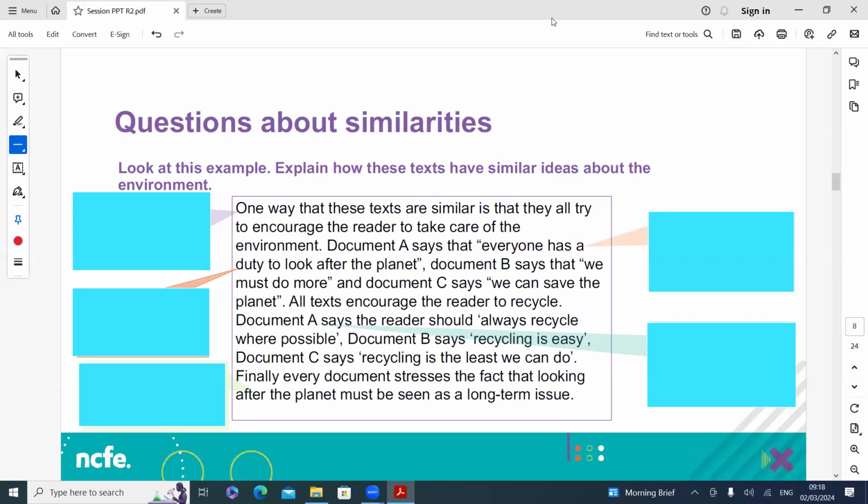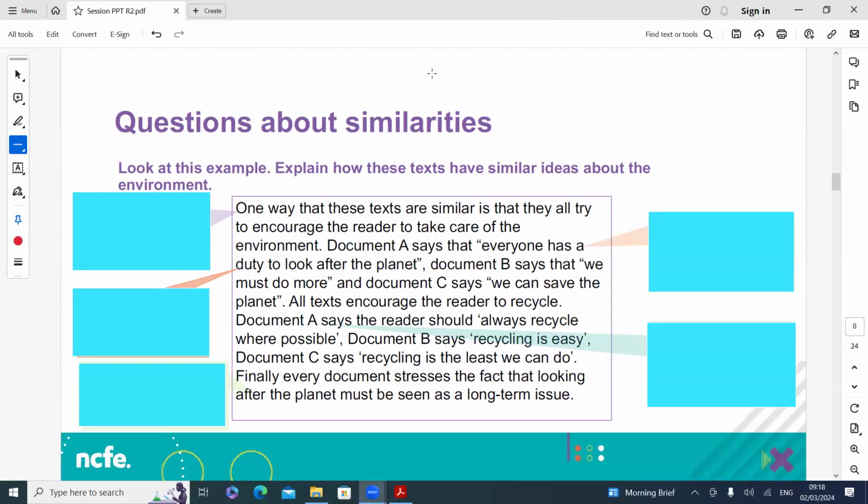So how do these texts have similar ideas about the environment? That is the question. Over 30 minutes. After printing that. I'll just put everyone on mute until you're ready to answer.